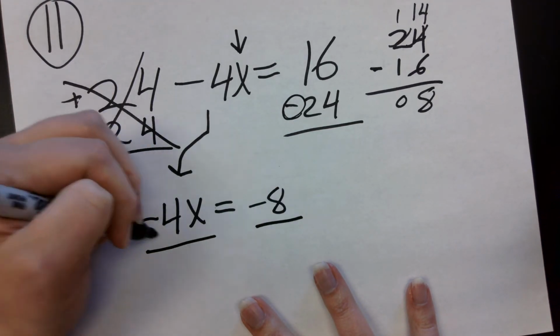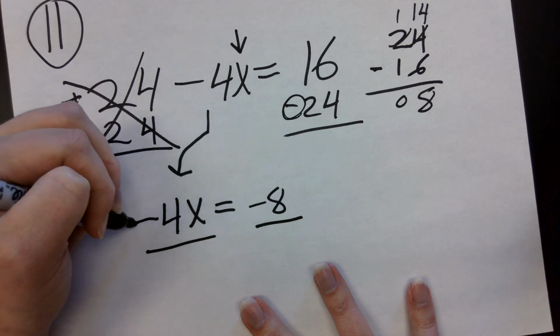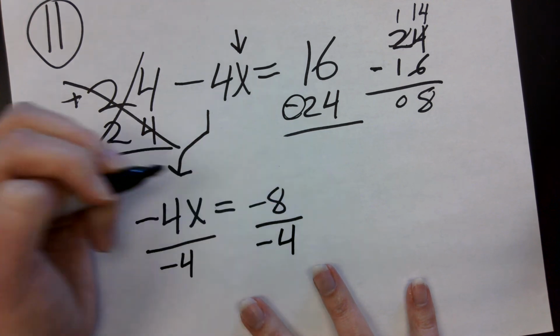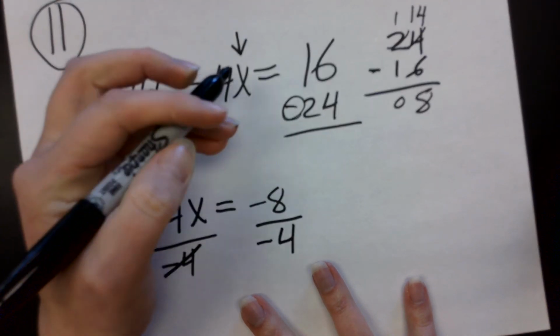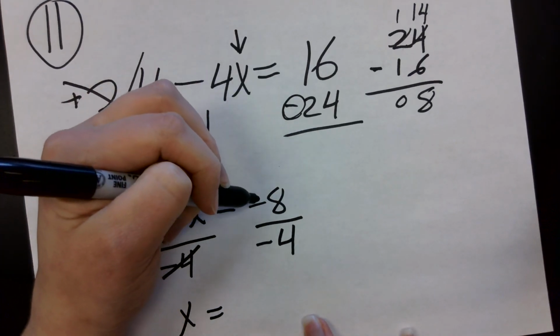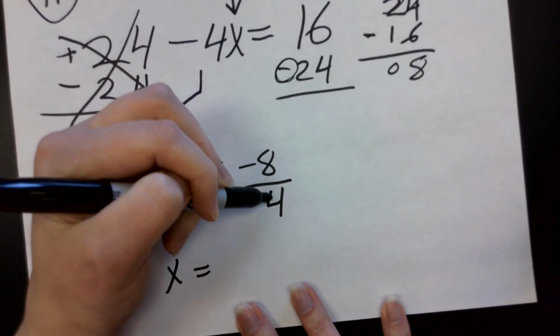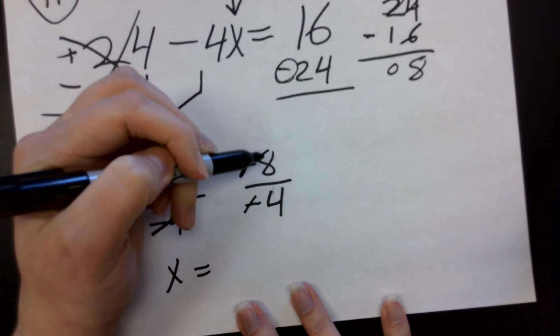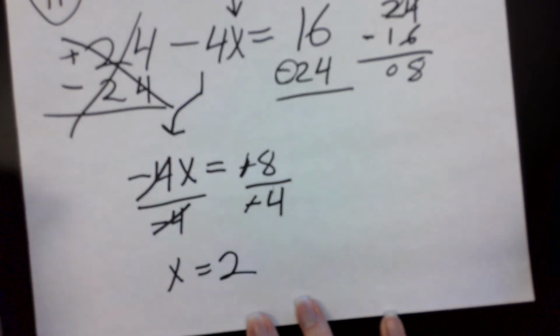So then to get our negative 4 away from our x, we got to divide by negative 4. That gets rid of the 4's. And x comes down. And 8 divided by 4, since our negatives cancel out, is 2.